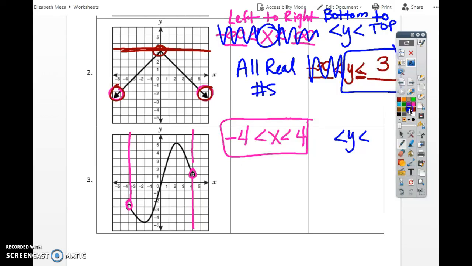The range goes from the bottommost point. What is the bottommost point that it goes to? -5, and there is a solid line at -5. So that means it equals it. And what is the topmost point? +5. And there's also a solid line right there. So it equals +5. And you don't have to erase anything because there's no infinities on these.